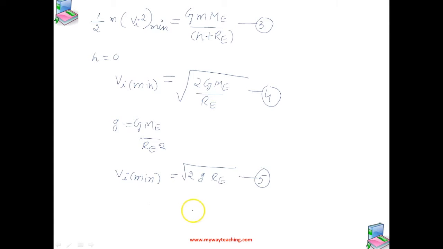This equation 5 applies equally well to an object thrown from the surface of the moon, with g replaced by the acceleration due to the moon's gravity on its surface, and Re replaced with the radius of the moon. Both are smaller than their values on earth, and the escape speed for the moon is 2.3 kilometer per second.